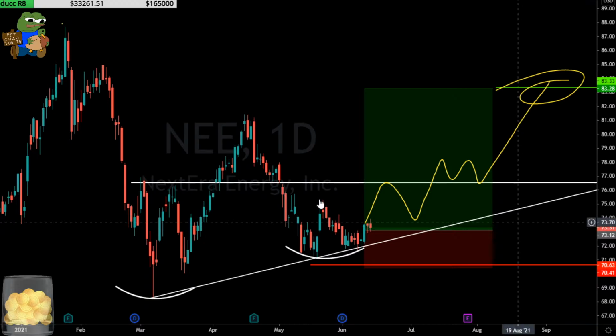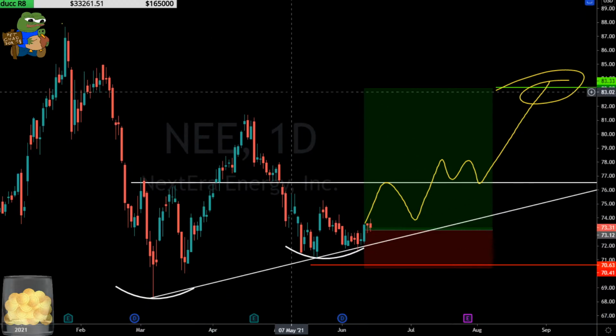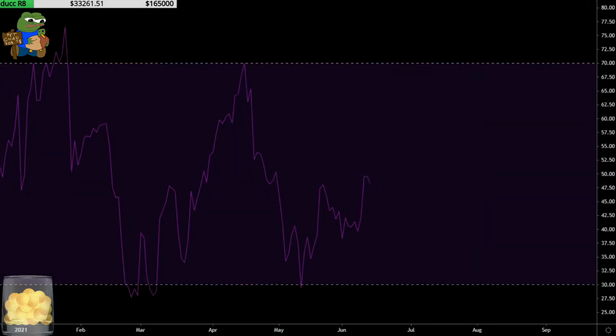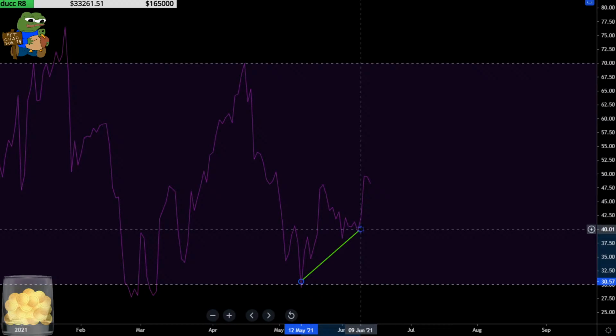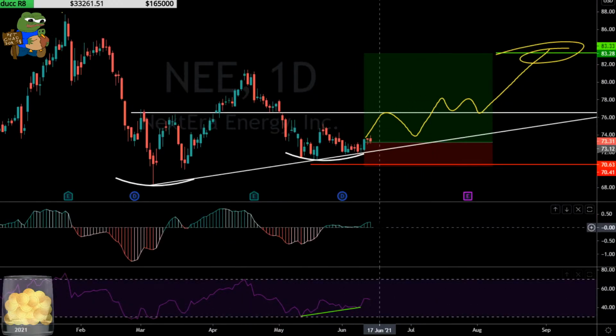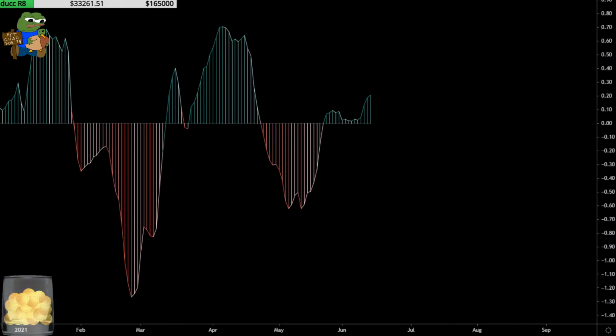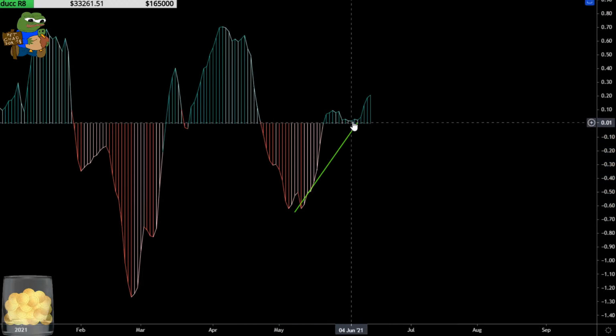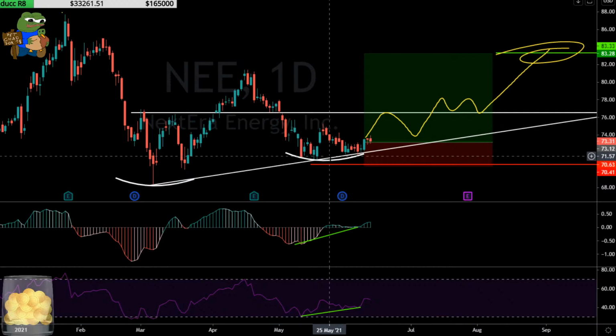NEE, NextEra Energy. This is in the utilities sector. This is a wind company. You're just hanging out at entry. Again, you have really nice divergence on the RSI and on the MACD. The MACD was so bullish you weren't even able to paint negative momentum on the slightly higher low.